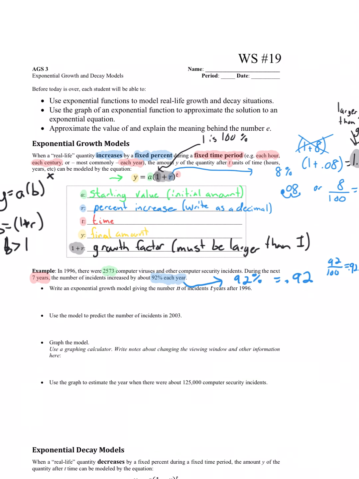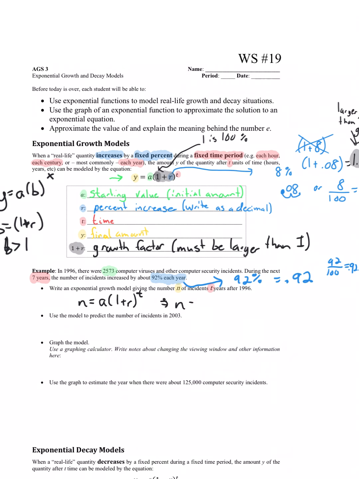Now it says, write an exponential growth model giving the number N of incidents after t years, after 1996. So when it uses the variable N there, it's really just saying we're going to use N instead of y to represent our final amount. And t is still representing the time. So we can write this as N equals a times (1 plus r) to the t. So we're using the exact same formula as above, we're just switching N and t. And now we can plug in some values.